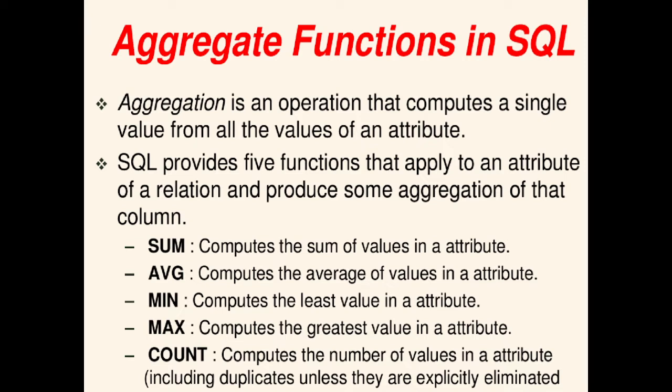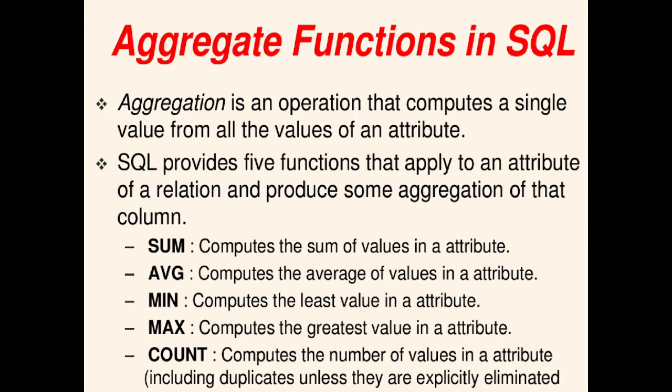Aggregation is an operation that computes a single value from all the values of an attribute, or all the values of a particular column. SQL provides 5 such aggregate functions, which you can apply to an attribute or a particular column of a relation or table, and produce some aggregation of that column. The first aggregate function, sum, computes the sum of the values in an attribute, where that column should be a numerical column.